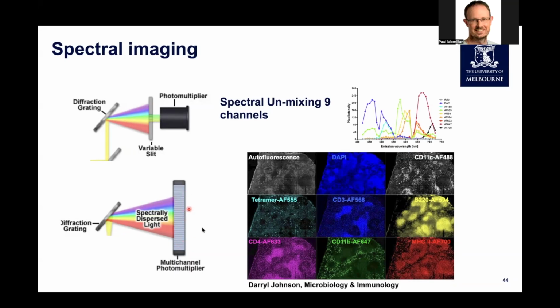The benefit here is it's a single acquisition. For the example at the top, we need to move this slit across over time, so it takes a bit of time to acquire the data. But certainly you can see this can be very, very useful in terms of separating out multiple stains. And we have one system now which can unmix up to 15 stains, if that's something that's of interest to you.